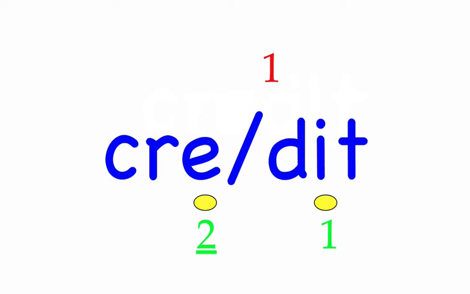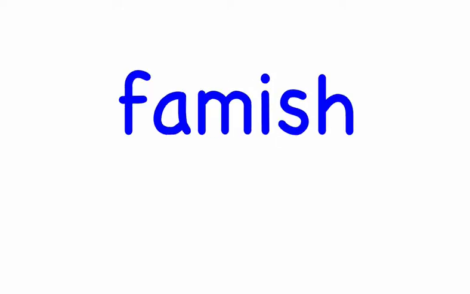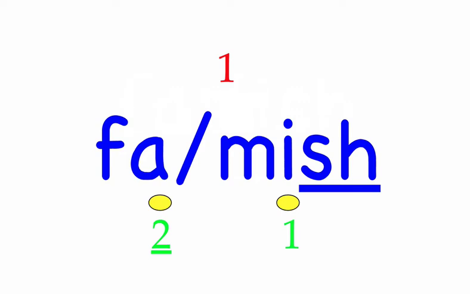Row 3. Famish. Famish. Famish means to suffer severely from hunger. Famish. Fa, 2 sounds. F, a. Mish, 3 sounds. M, I, sh. Famish. Mark the word. Famish. Wild. Wild. That animal is wild. 4 sounds. W, I, l, d. Wild. Mark the word. Wild.